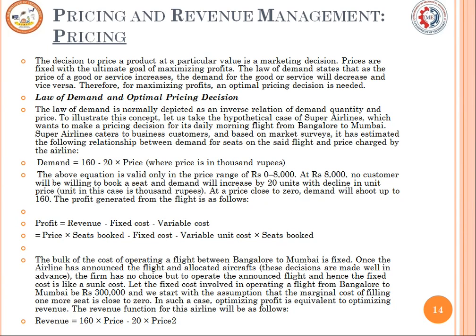The profit generated by the price is as follows. Profit is equal to revenue minus fixed cost minus variable cost, that is, price times seats booked, minus fixed cost, minus variable cost times seats booked. So pricing and revenue management has to be applied so that the overall running cost of the particular firm or airline can be managed.